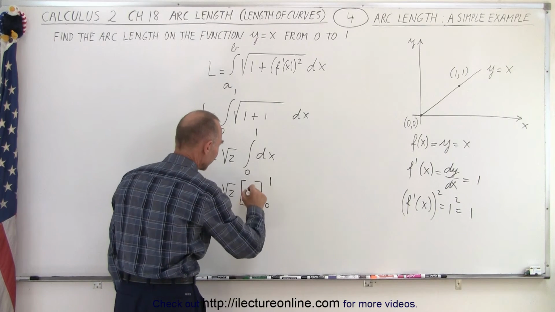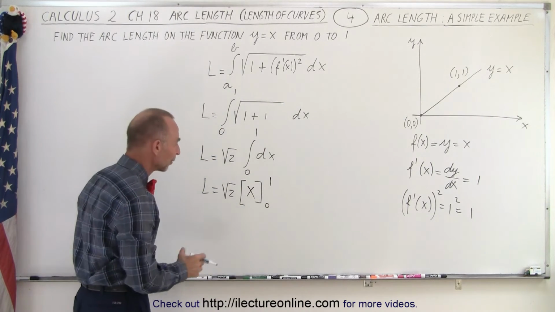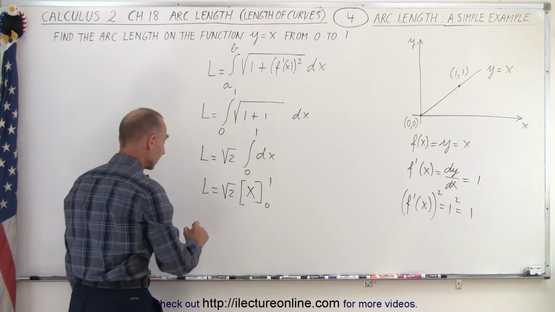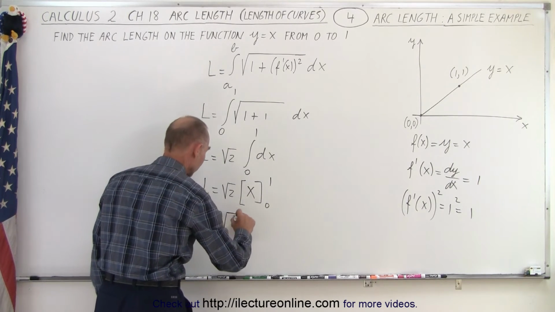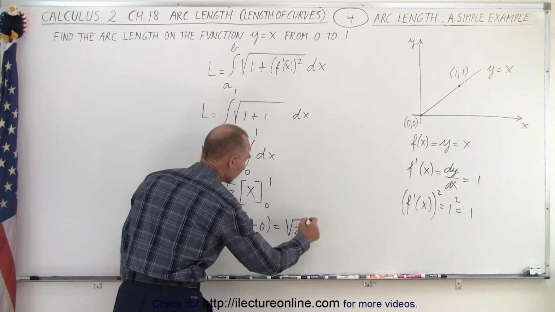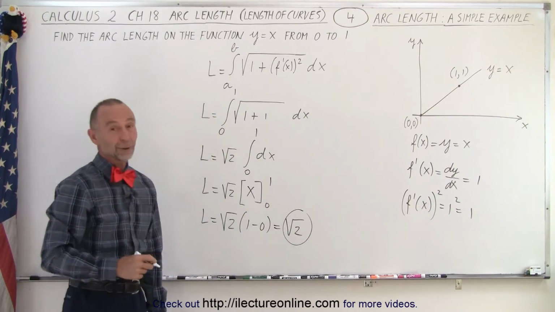I'm getting ahead of myself. Of course, the integral of dx is x, going from 0 to 1. Then when I plug in the upper limit, I get 1. When I plug in the lower limit, I get 0. So L is equal to the square root of 2 times (1 minus 0), which is simply equal to the square root of 2. And of course, we already knew that.